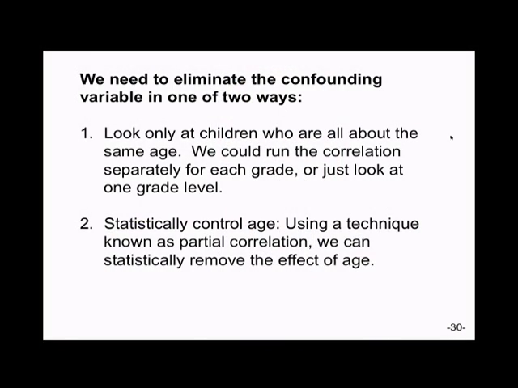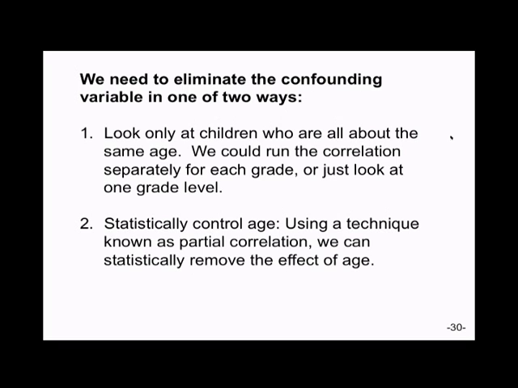So there's two ways to eliminate confounding variables. One thing we could do would be to look at only children who are all about the same age. We could run the correlation separately for each grade, or we could just look at one grade level.